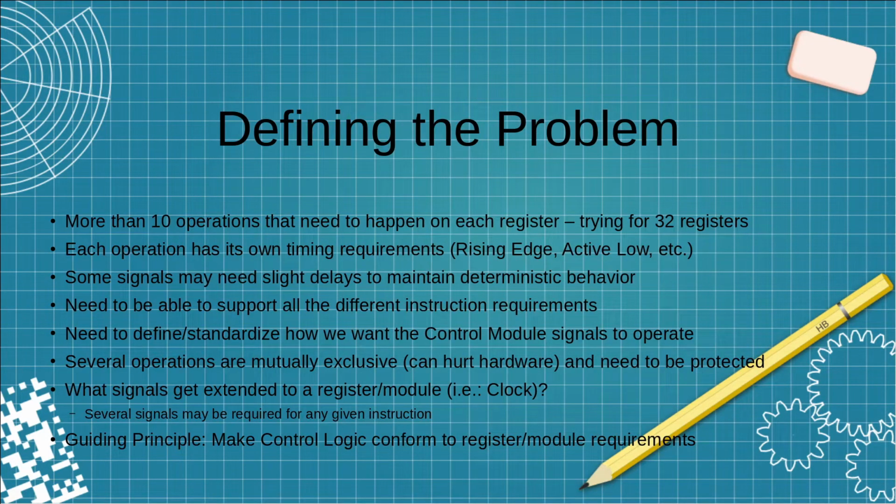And several signals may be required to execute any given instruction. For example, in our register, we've got an increment function that we've defined, and we've got a latch function that we've defined. And increment for a program counter is going to need both of those signals, so we need to extend both of those. I do want to take a look at a guiding principle, and that is to make the control logic conform to the actual register, or more generally the module requirements, rather than modifying the register or module to conform to a common control logic interface.